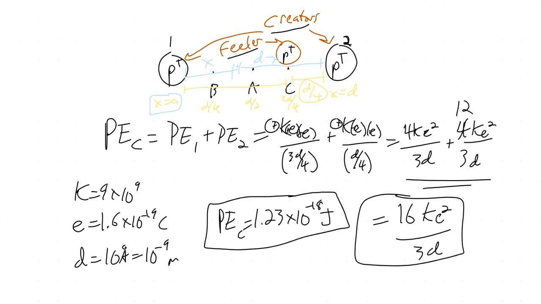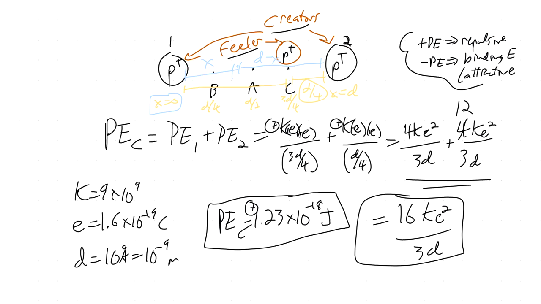Cool. And it's positive. That's important. It's positive because it's repulsive. If you guys remember, positive potential energy is repulsive, which these are. Negative potential energy is binding energy. You guys remember this? Which is attractive, right? Now we're bringing this back. That's why I like doing the gravity version, is that we can apply it to this. Great. That's positive.